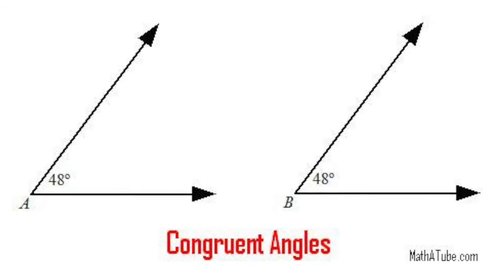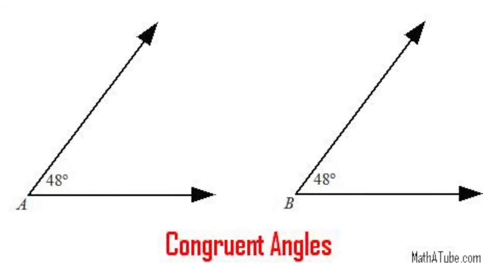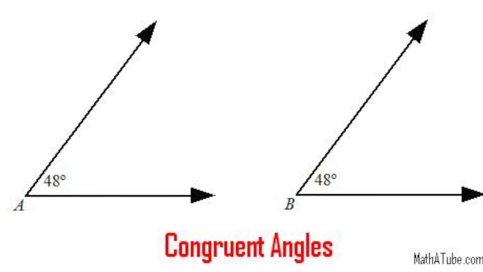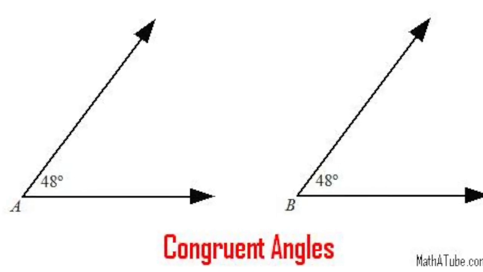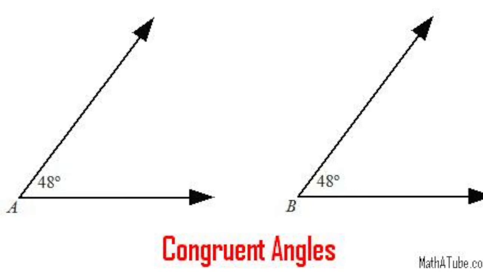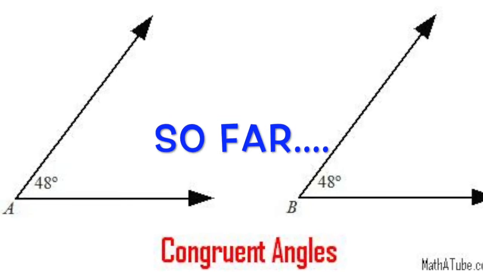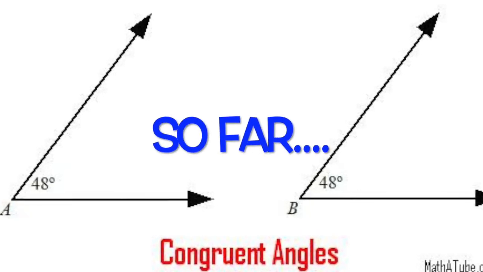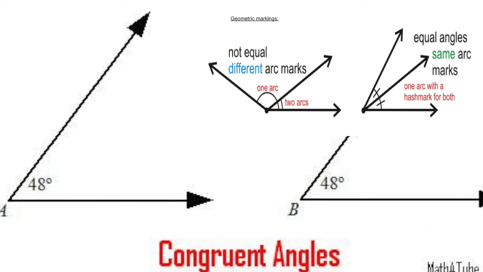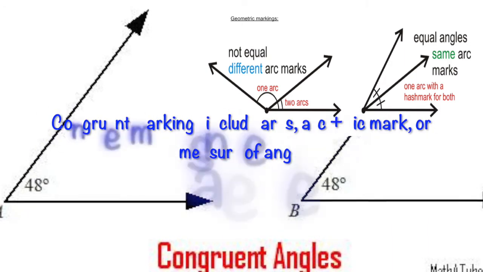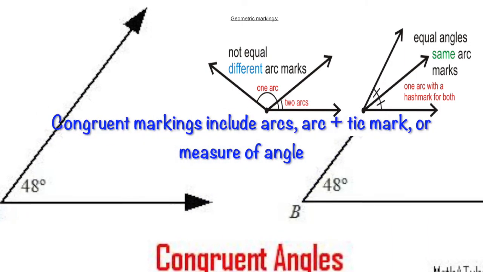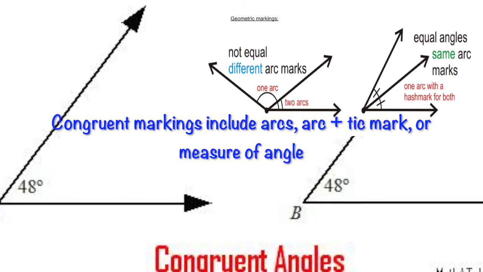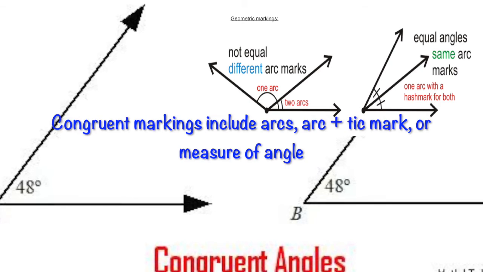Like this one, 48 degrees is going to be congruent to the other angle measure, 48 degrees. Without any marking, I know from the angle measure. And with the marking, we can have the arc, or we can have the arc and the tick mark to mark that the angles are congruent to each other.